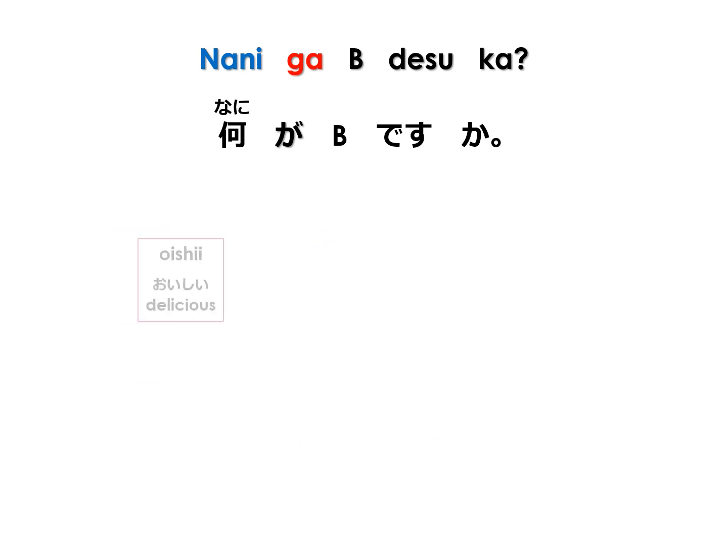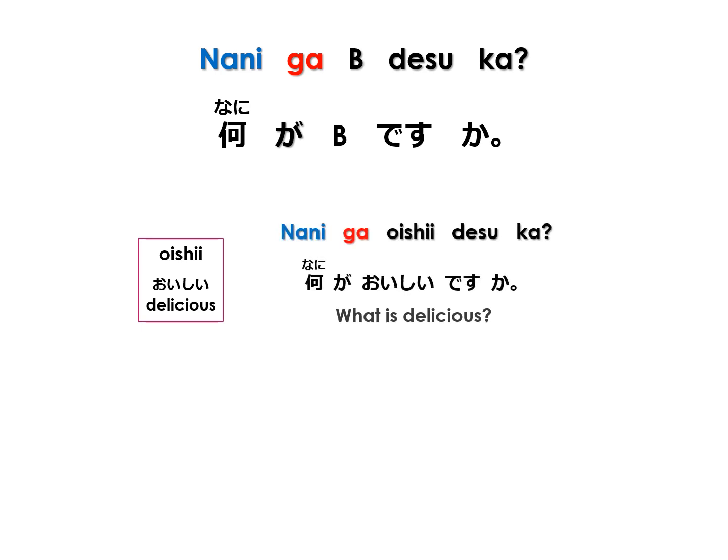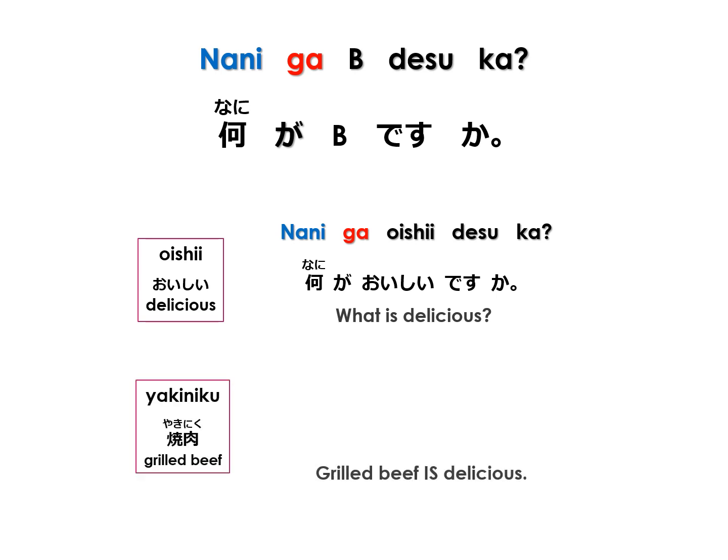The word for delicious is oishii. How do you ask, what's delicious? Say you're at a new restaurant and looking at the menu. So you ask your friend, hey, what's delicious here? Yes, you'd say, Nani ga oishii desu ka? And your friend says, the grilled beef or yakiniku is the one that's delicious. How would he have said that to you? That's right, he'd say, yakiniku ga oishii desu.